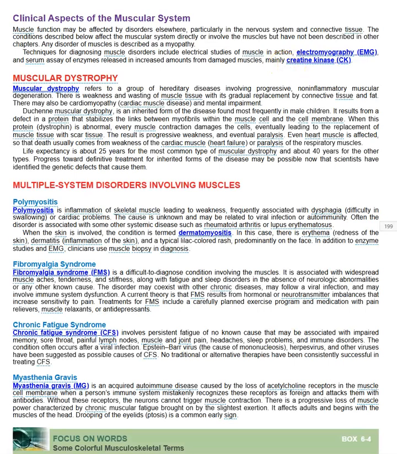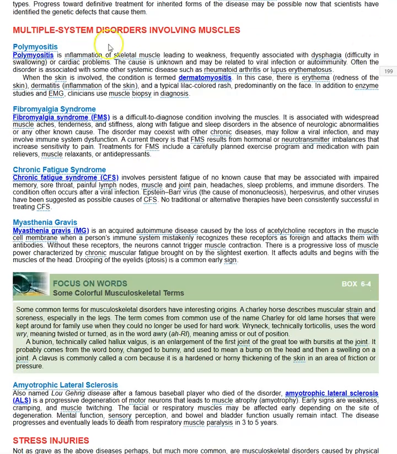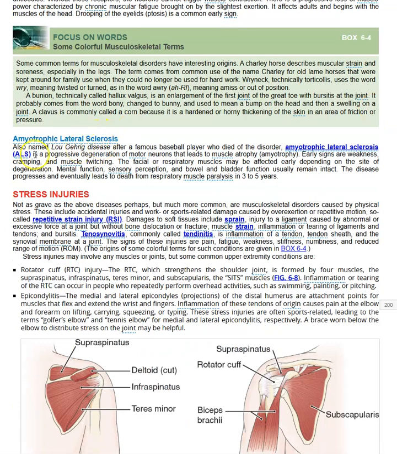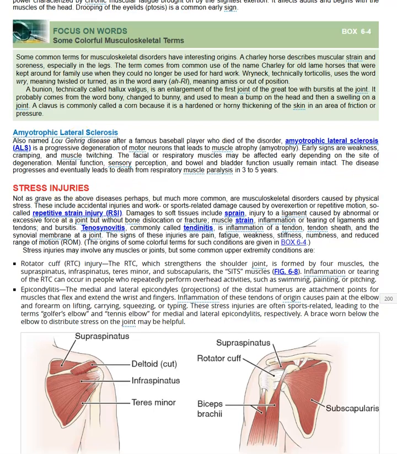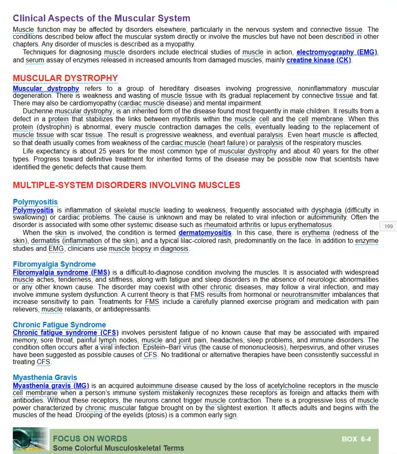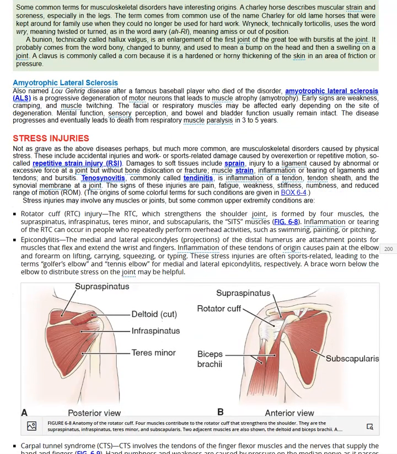Clinical aspects of muscles. There are 7 disorders listed here. Review them. Muscular dystrophy, polymyositis, myositis, inflammation of the skeletal muscle, y'all. Read about that. Fibromyalgia syndrome, chronic fatigue syndrome, myasthenia gravis. And then the 6th one is amyotrophic lateral sclerosis. And the 7th one are stress injuries. So 7 different disorders in this chapter regarding muscles. Review those. You do not have to memorize them.